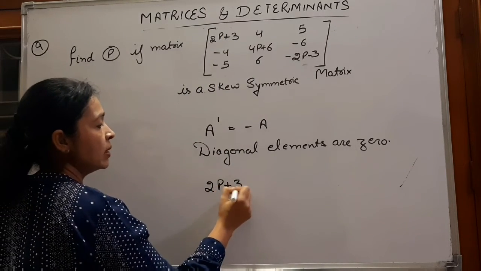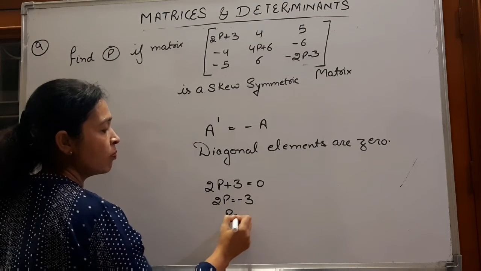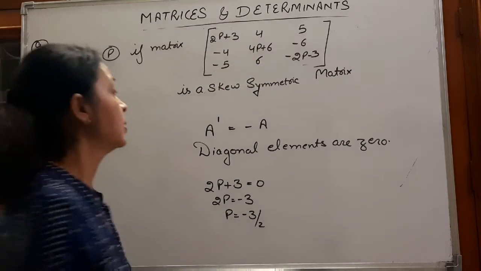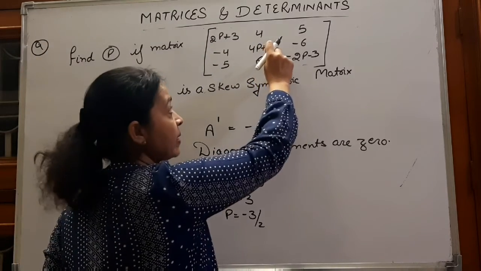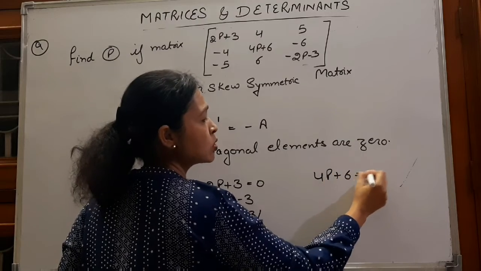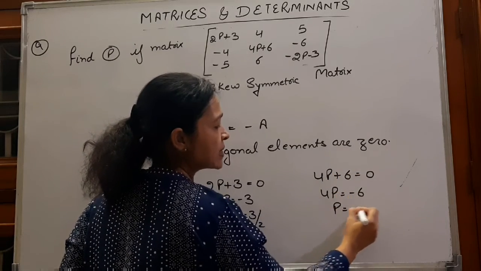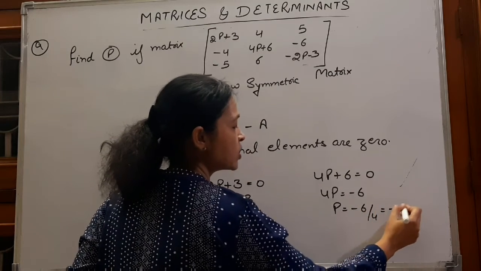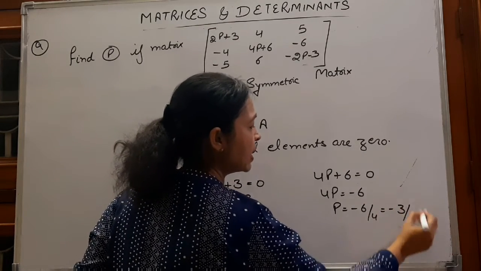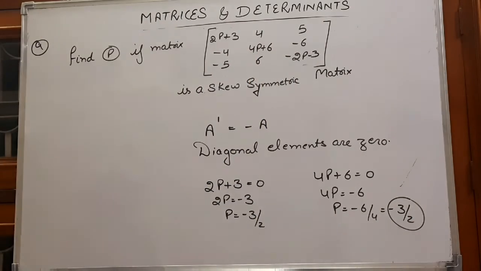So 2p plus 3 is equals to 0. 2p equals to minus 3 and the value of p is minus 3 by 2. If you take any other element, we take element 22, 4p plus 6, this must be also equals to 0. 4p equals to minus 6 and p is minus 6 by 4, minus 3 by 2. You will get the same answer. In this case also you will get the same answer.